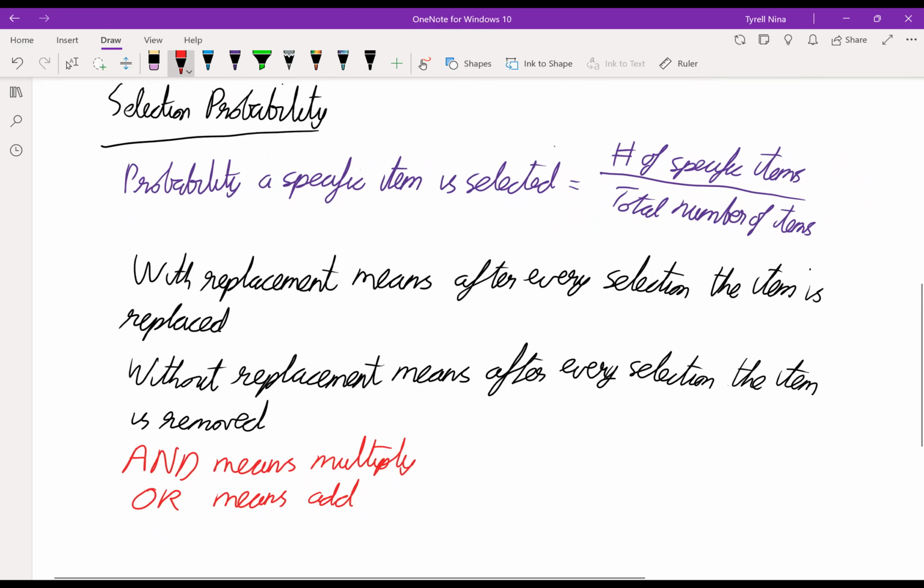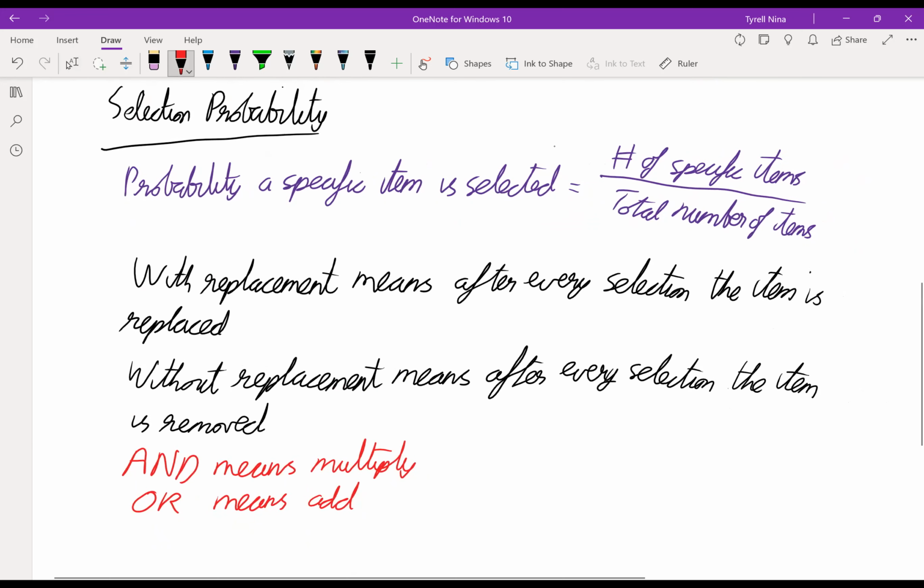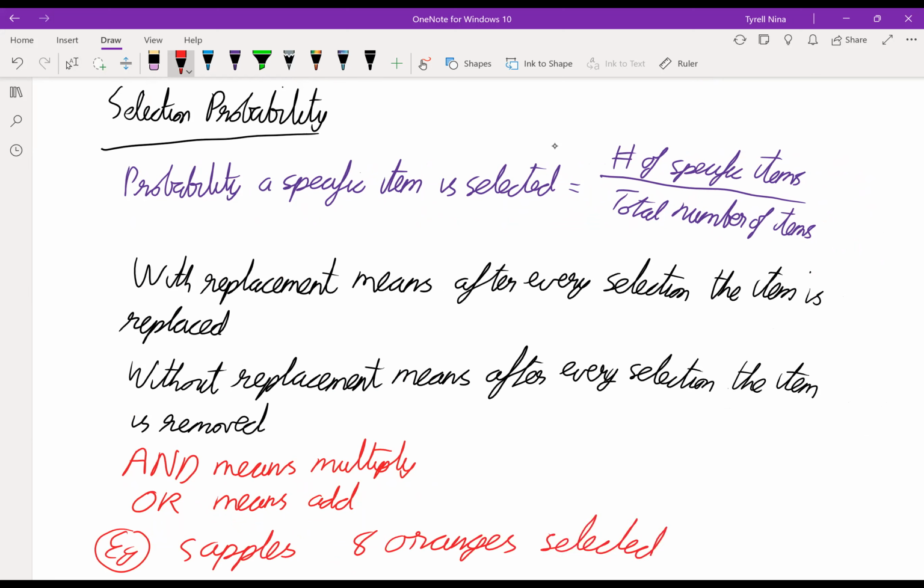So let me do an example. We have 5 apples, 8 oranges, selected with replacement. Let me give you all a chance to take this down.